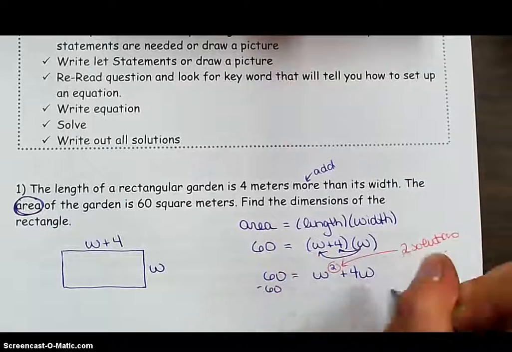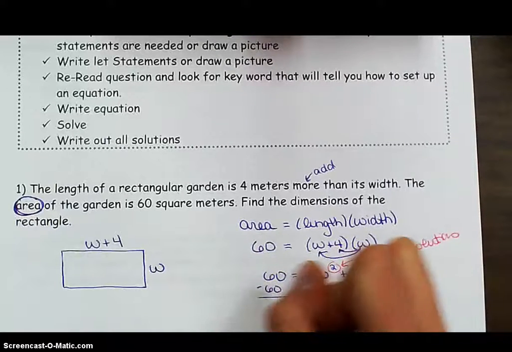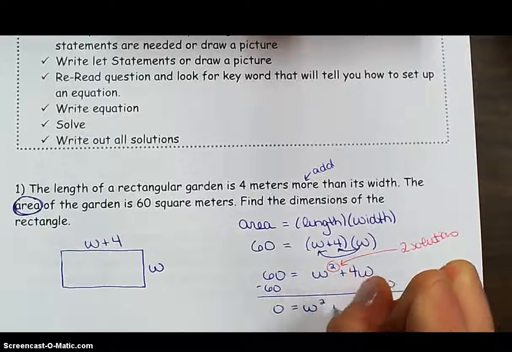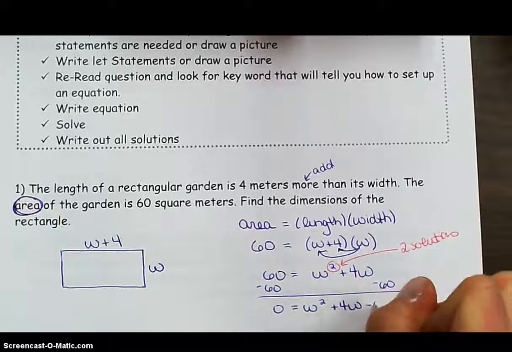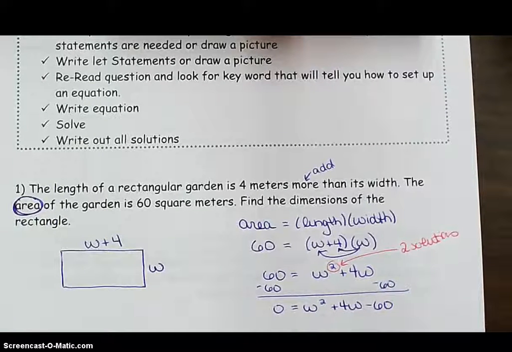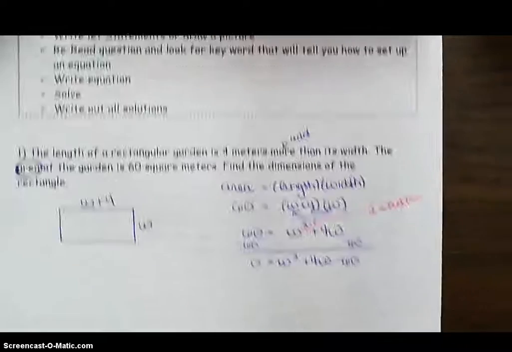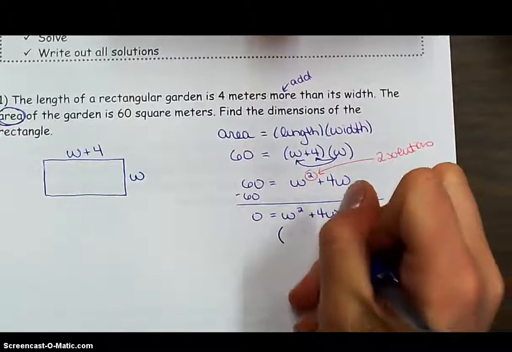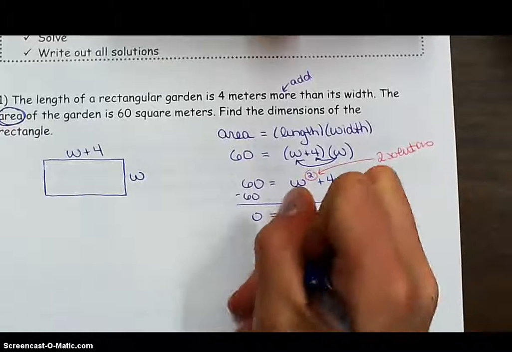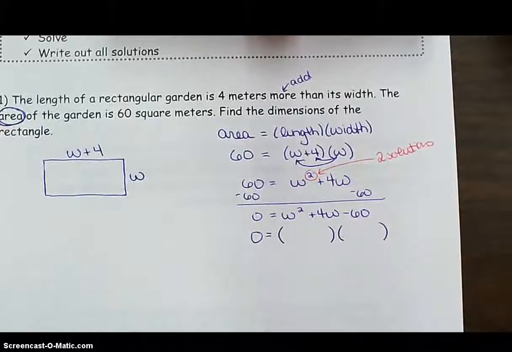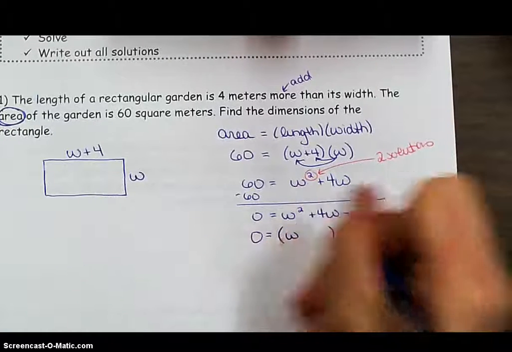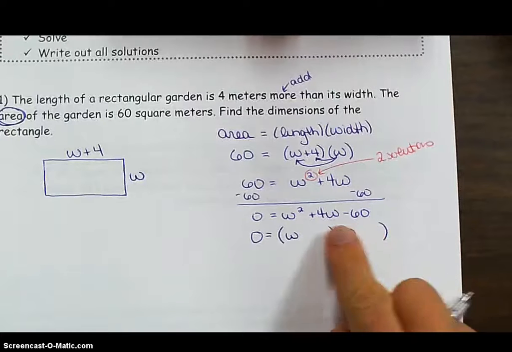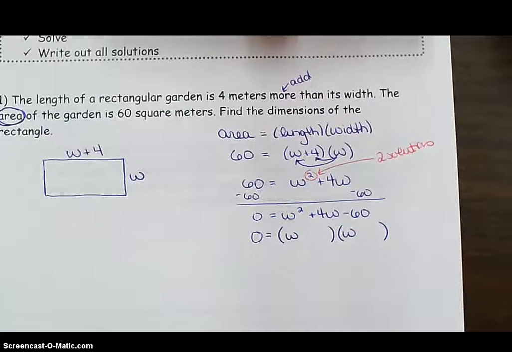So I'm going to transpose the 60 to the other side. We get 0 is equal to W squared plus 4W minus 60. And now if we remember from yesterday's lesson, now that we have it equal to 0, we're going to factor it out. So I'm going to use my trinomial factoring here because we have 3 terms and there's no GCF. W, now we have to think of 2 numbers that multiply to negative 60 and add to 4.